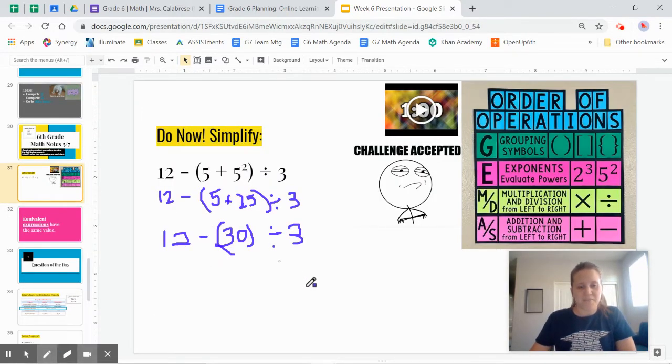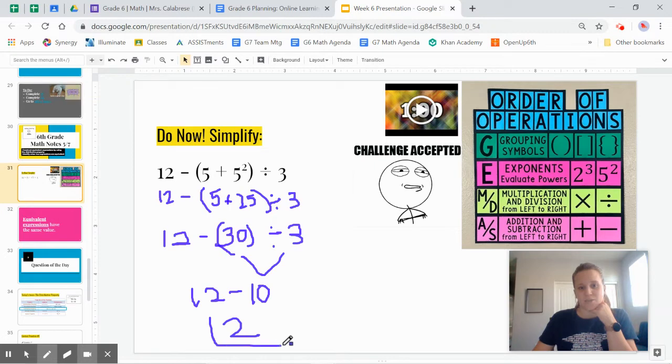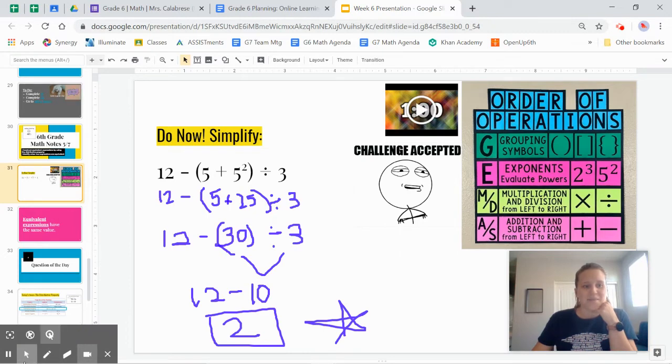All right, my 12 minus 30 divided by 3. Awesome. What's next? Do I have any more exponents? No. Do I have multiplication or division? Yes. What's 30 divided by 3? Good, it's 10. I have 12 minus 10. 12 minus 10 is 2, and that is my answer. Big star on your paper if you got 2 correct on your own.